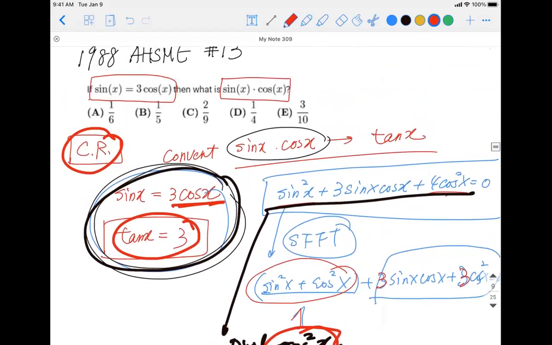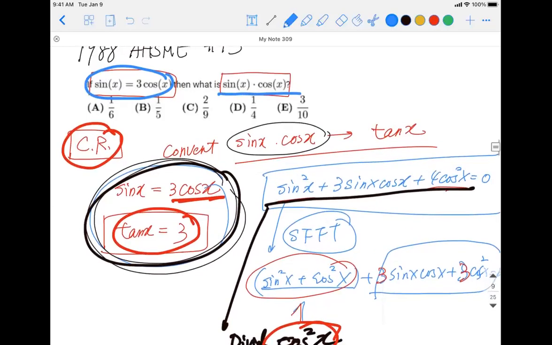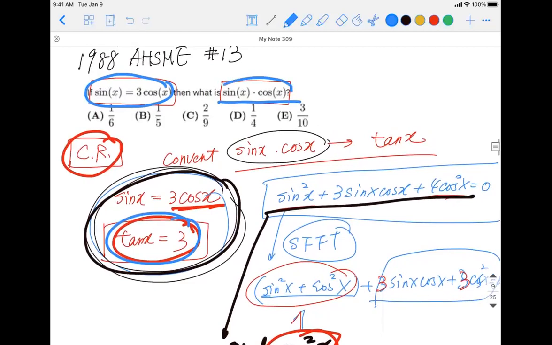Let's go back to here. Now, the question gives you sine and cosine, you have such a relationship. And the question asks you, what's the value for sine times cosine? This is a multiple choice question, right? As long as you have the correct answer, you're good to go. You have already got tangent equals 3, and you want to define what the sine is and what the cosine is.